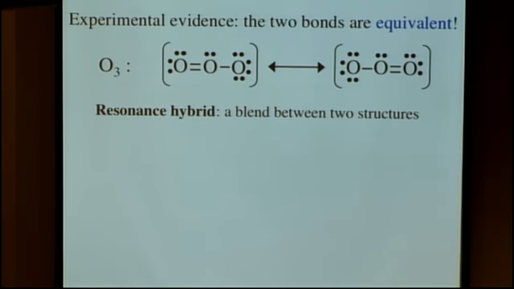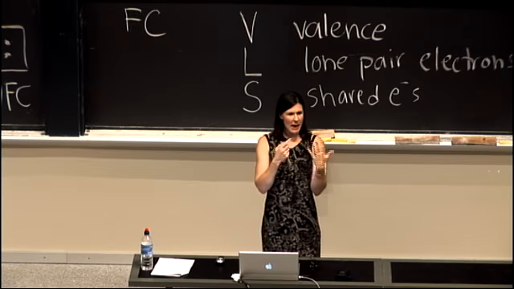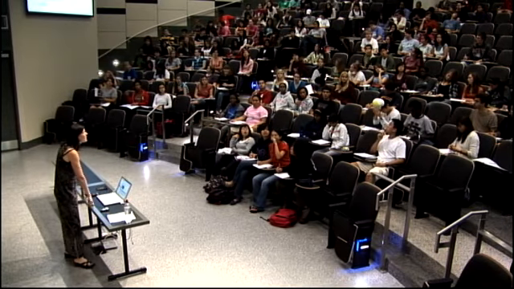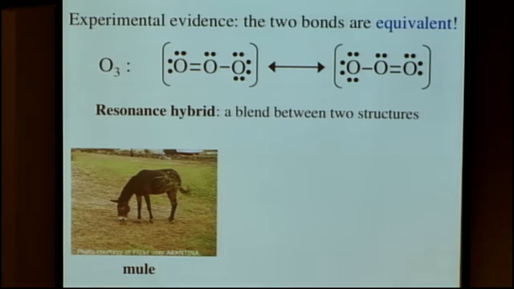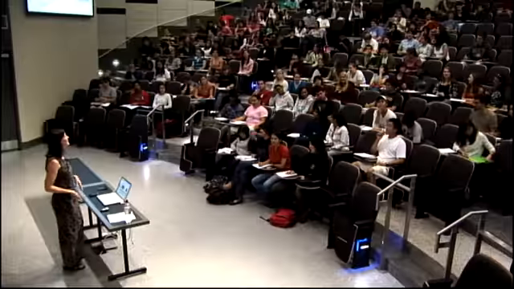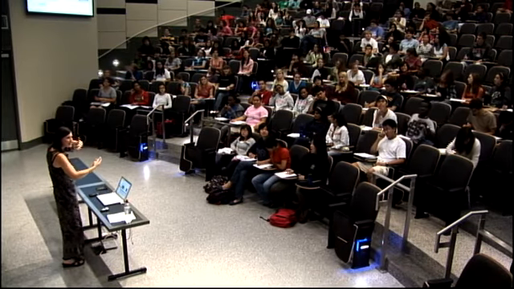So when you think about resonance structures, some students tend to get confused and picture this flickering back and forth. A good example to keep in mind is the idea of a mule. So most of you know, hopefully, that a mule is a combination of a donkey and a horse. A mule is not spending half of its time as a donkey and half of its time as a horse. We don't see it flickering back and forth between the two. That's not what we see. Instead, what we see is it's an average. It's part like a horse, it's part like a donkey.